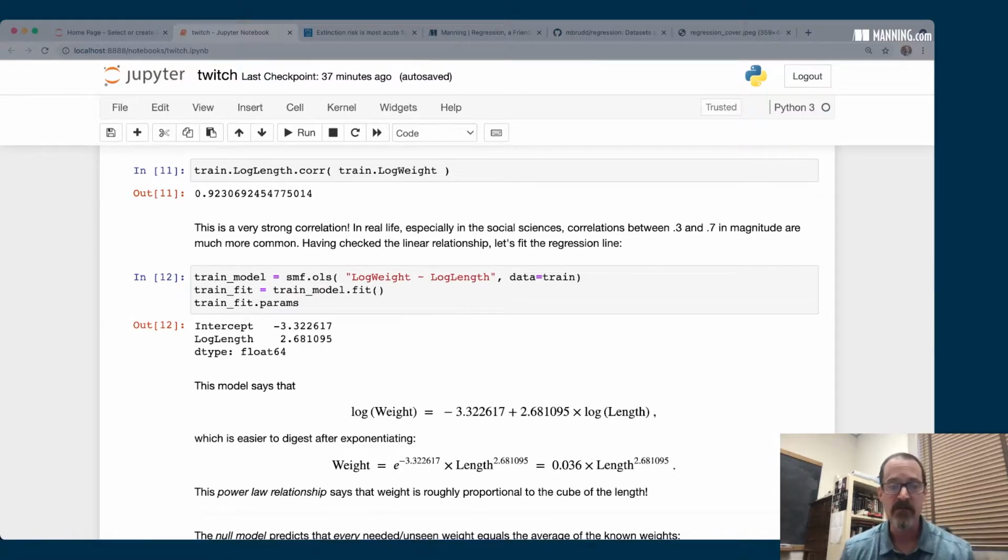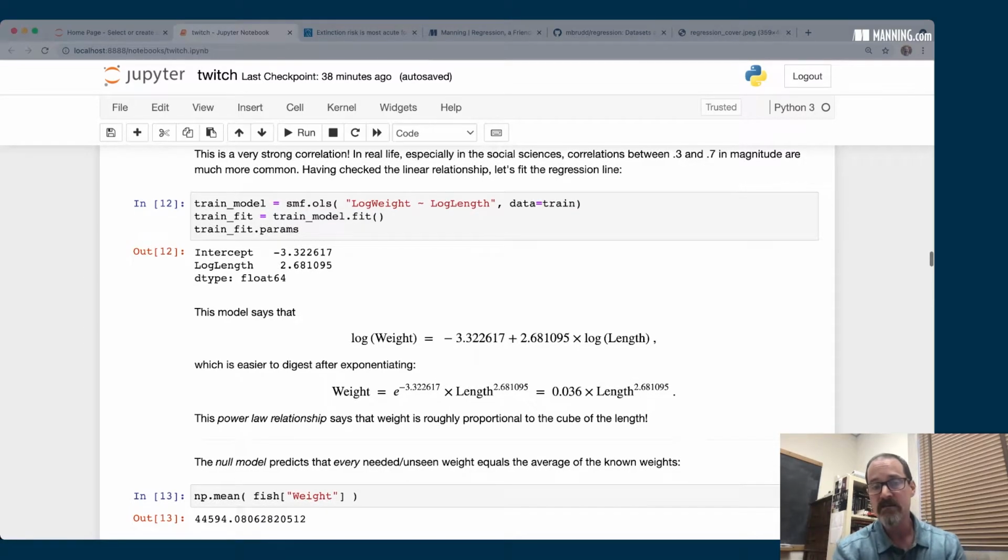The model says the log of the weight is that linear function of the log of the length. That's kind of a weird equation. And it's maybe easier to think about if you exponentiate things. And if you do, you get that the weight is this number, 0.036, times the length to the power 2.68.